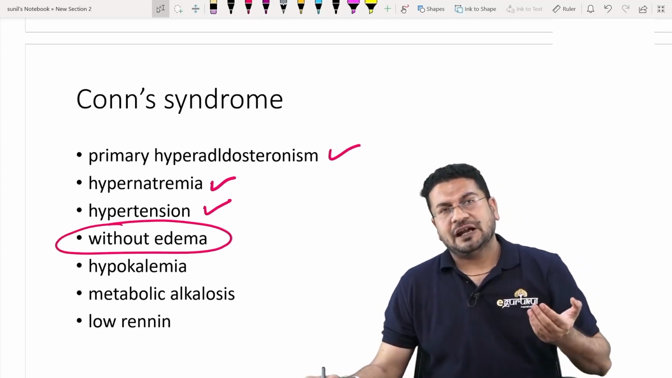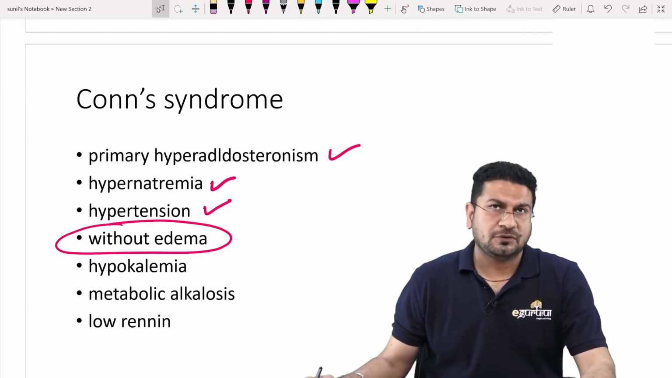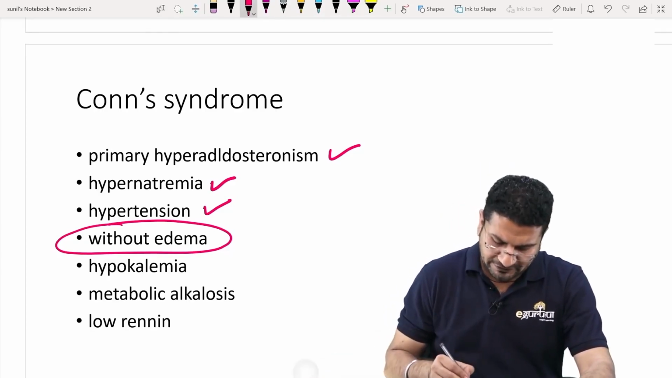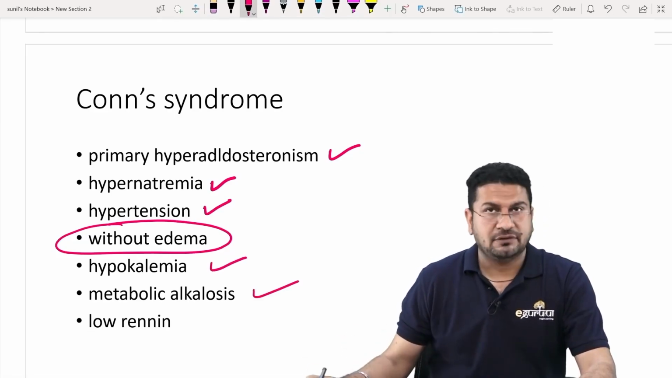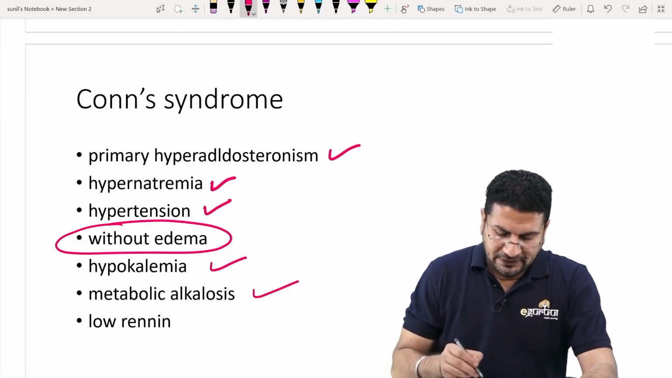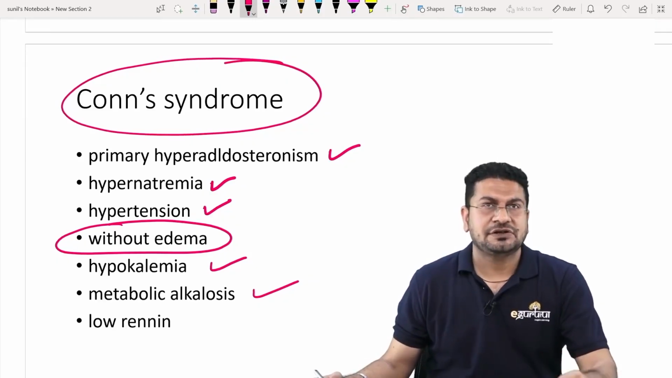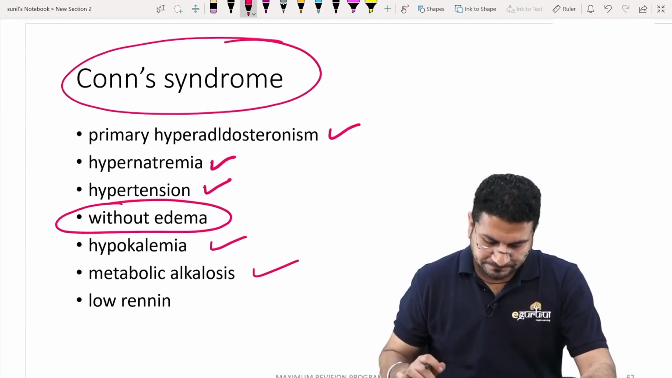When there is more aldosterone, it will cause more salt and water absorption, and there will be loss of potassium and H positive ion. So loss of potassium means there will be hypokalemia and metabolic alkalosis. If I say Conn syndrome, why does it occur? It can occur due to a tumor or hyperplasia of your adrenal gland.